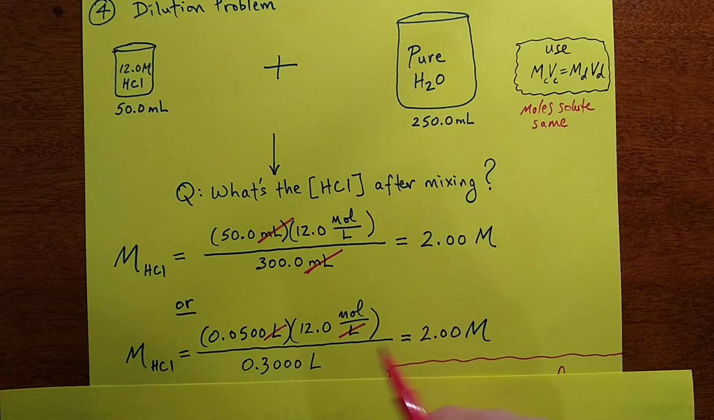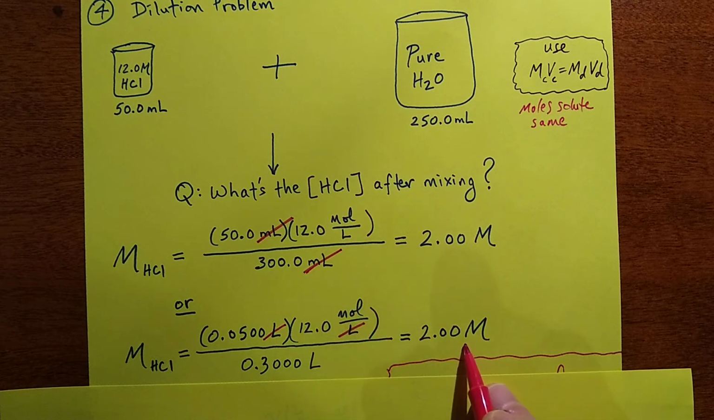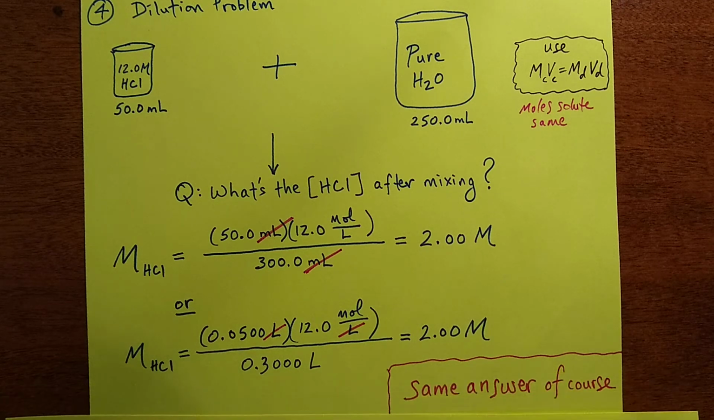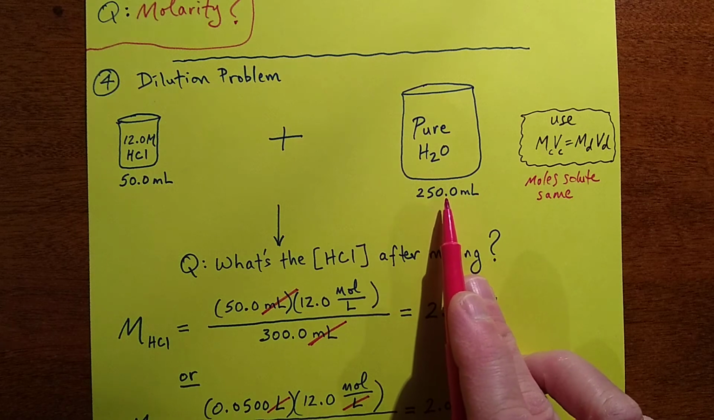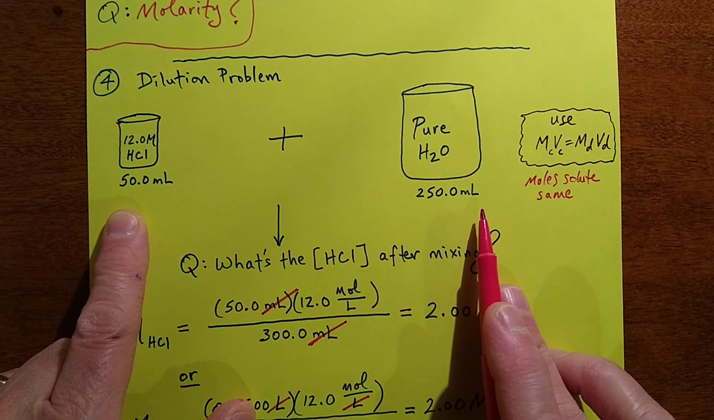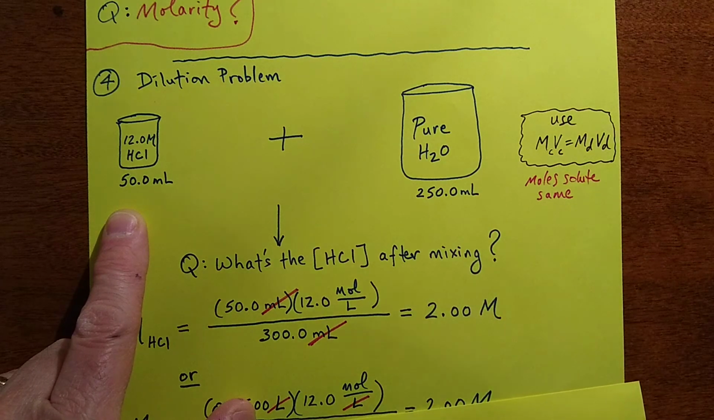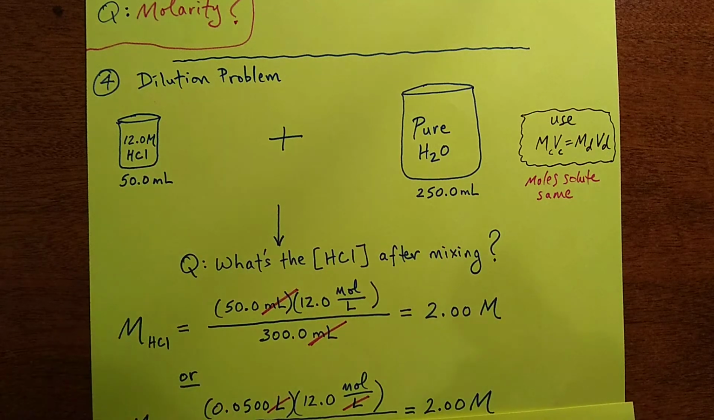Notice now the units cancel, like this, or this and this, but you're left with moles per liter. Same thing. It's got to work. 2.0 molar. So it makes sense. You've cut the concentration by a factor of actually 6. 50 to 300 is a factor of 6, right? Let me make sure that is true. I'm sure that is 6. So you've cut the concentration by 6. 12 divided by 6 is 2.